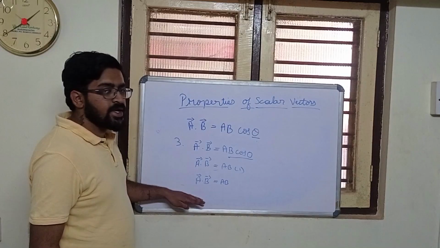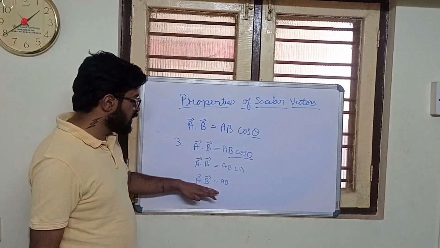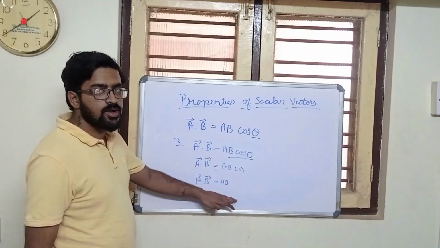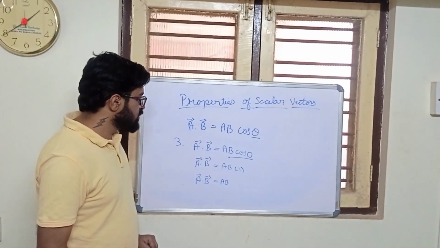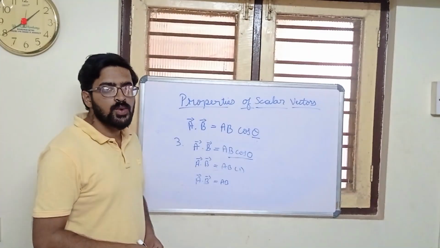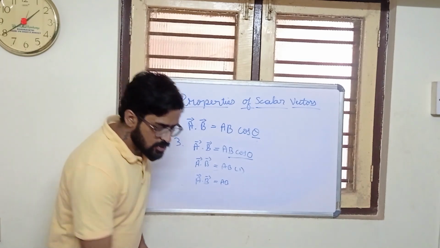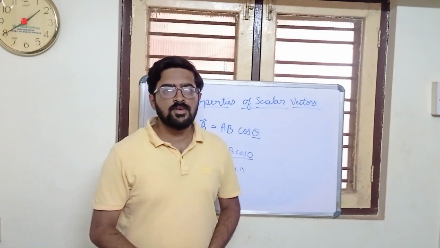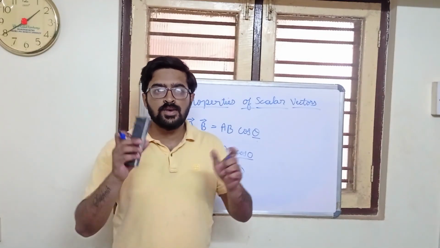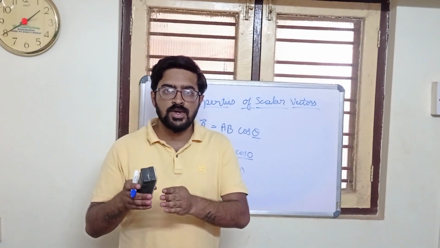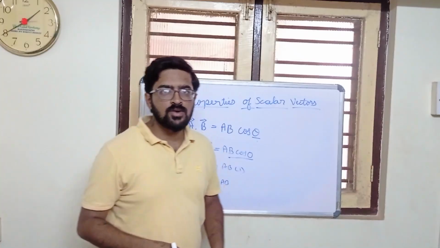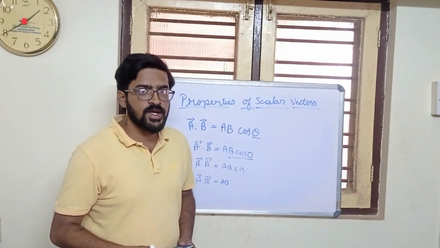The dot product of vector A and vector B will give you the product of the magnitudes of both vectors. This is when two vectors are parallel. Now suppose two vectors are the same, they are equal: vector A and another one equal to vector A itself. Let's see what value we get.